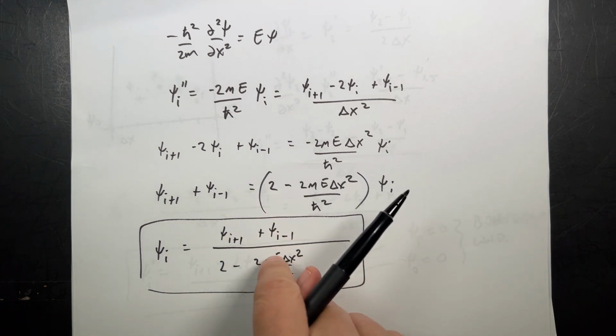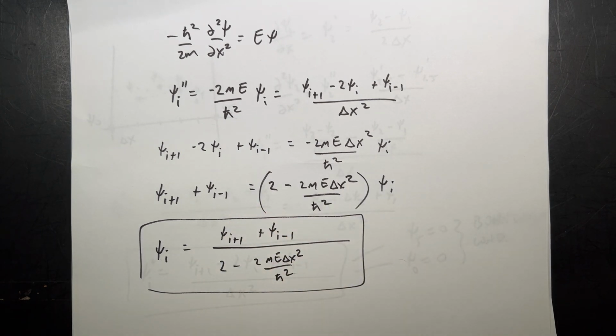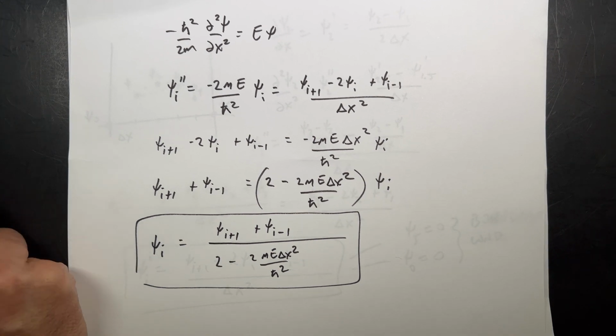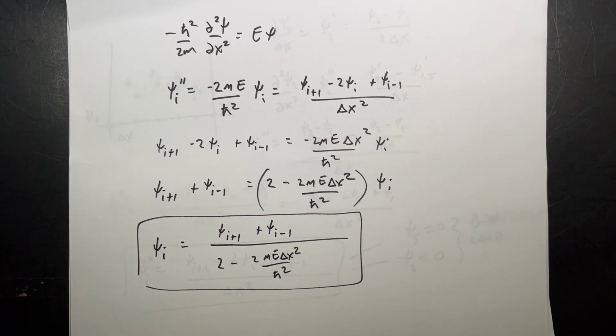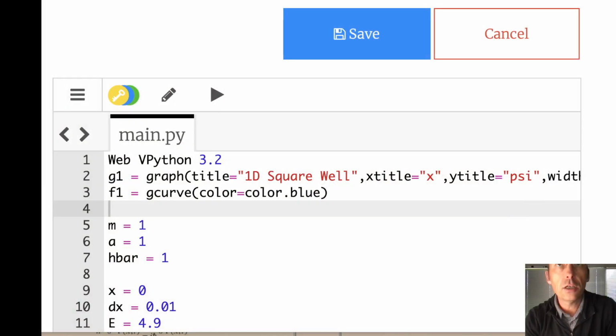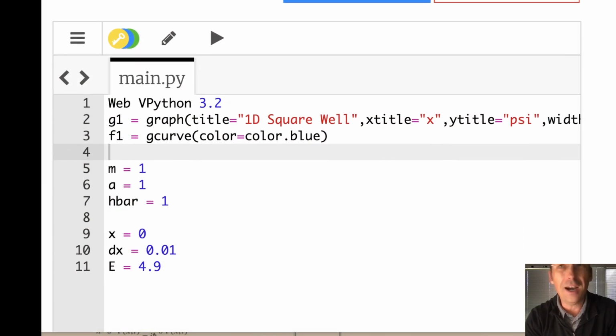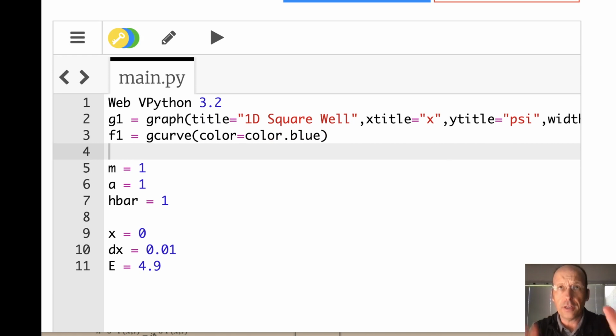So we need to put this into Python. So let's start with Python and get this working. Switching to Python now. I've already started here. I put some stuff in there. I hope you don't mind. I put a graph so that I can plot everything. I put my constants M, A, and h bar. I put my initial X, my change in X, and my energy, which is something I just guessed because I already knew the answer. But I'll show a method that should work despite that.